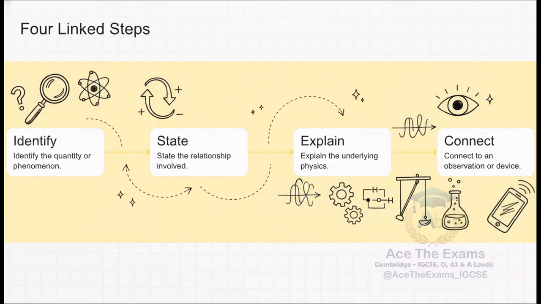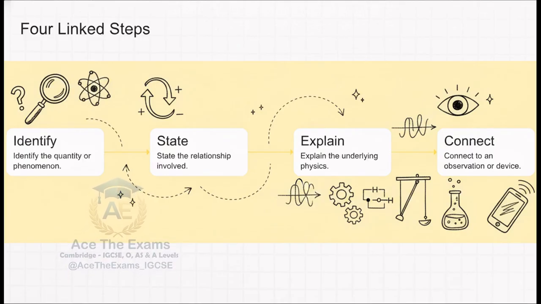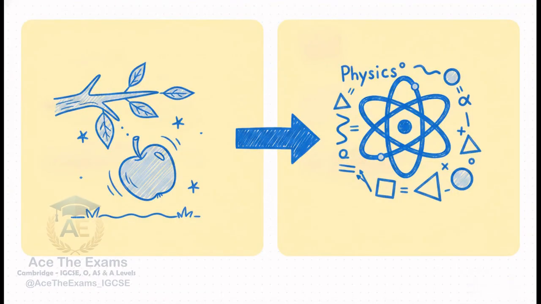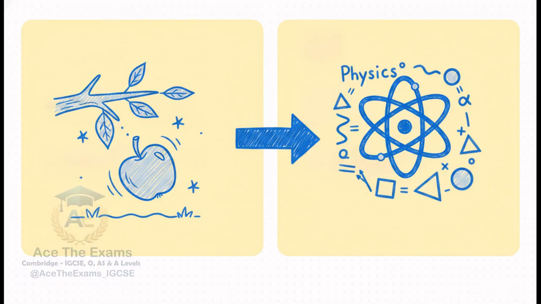All right, if you skip any of these 4 steps in your answers, your understanding remains fractured, and examiners spot it instantly. You need this complete sequence to truly grasp the science and secure those marks. Next up, Section 2. We shift our focus to cause and effect physics, which is how we communicate the science behind the scenes. This brilliantly illustrates how you should start with a concrete, everyday example, and only transition to symbolic physics relationships when you truly grasp the concept.